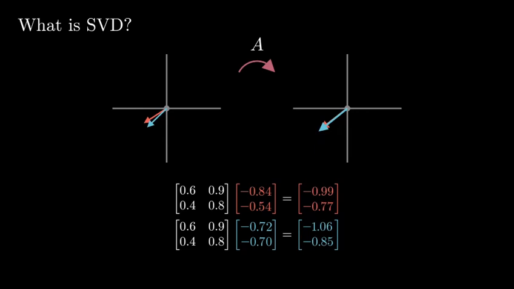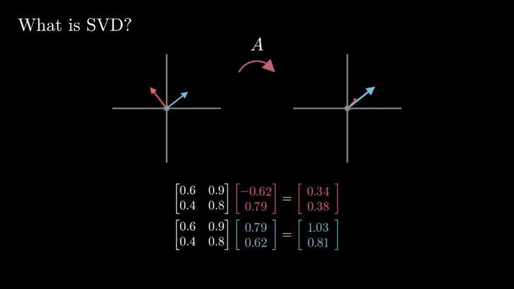One way to do this in 2 dimensions would be to start with an orthogonal set of vectors and then keep rotating them till we notice that their corresponding transformations are also orthogonal. At this point, it might seem like such a set of vectors doesn't exist for this matrix.